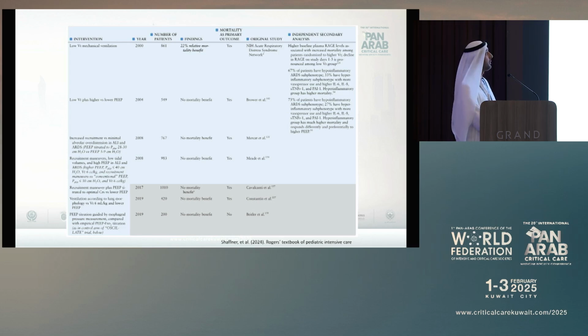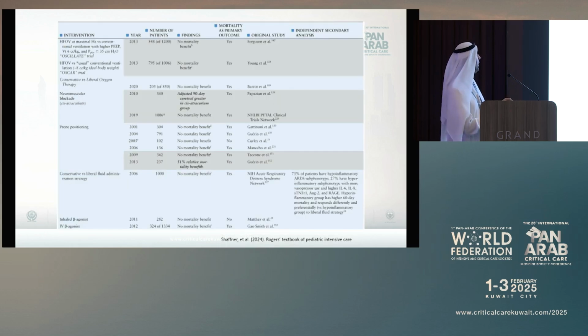Here the important finding: if you see this low tidal volume, the ARMA trial, the only study which showed improved mortality in adult ARDS, 22%. But if you look at all of these here, no mortality benefit for everything. High PEEP, low PEEP, recruitment, PEEP titration. I'll just go quickly. High frequency, no mortality benefit here. In neuromuscular blockade, initially in 2010, they found some improved mortality, but then they repeated the study in adults and found no mortality benefit. So still no mortality benefit.